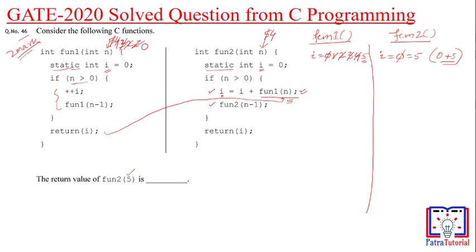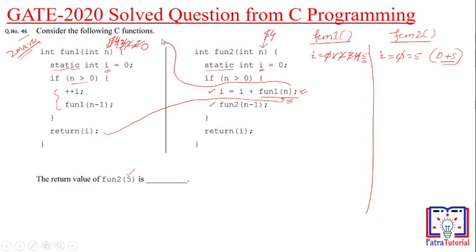Then these two statements will be executed. So I equal to I plus function 1 of n. Now n equal to 4. Again we are calling the same function, that is function 1, by passing 4 as a parameter here. So again it will come to this function like this.